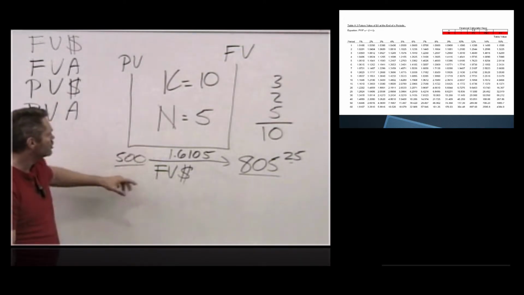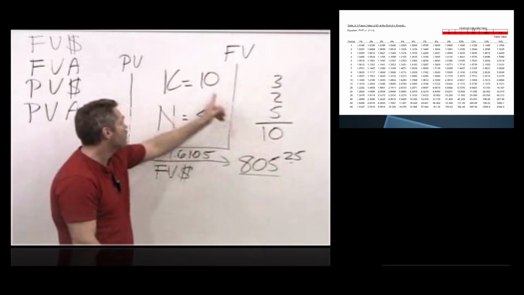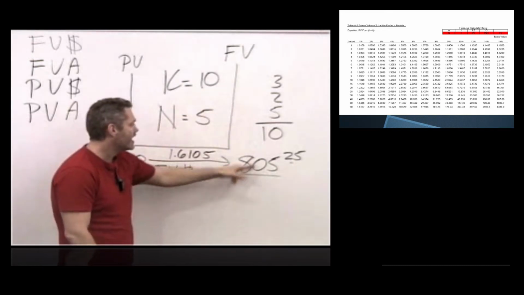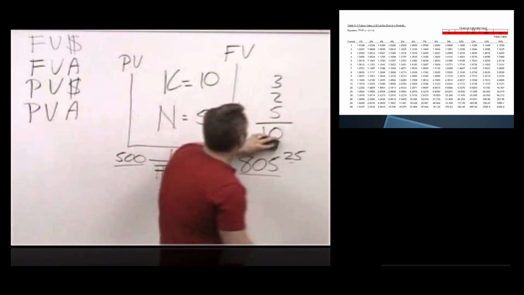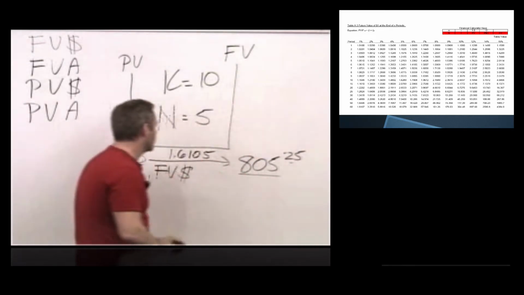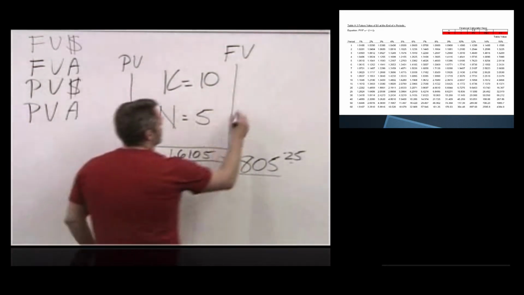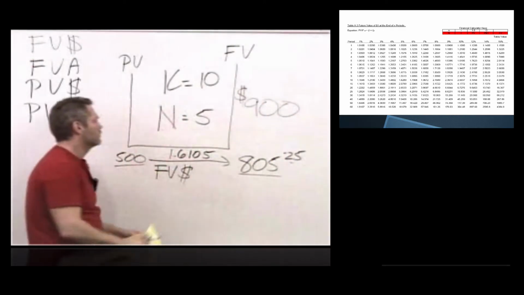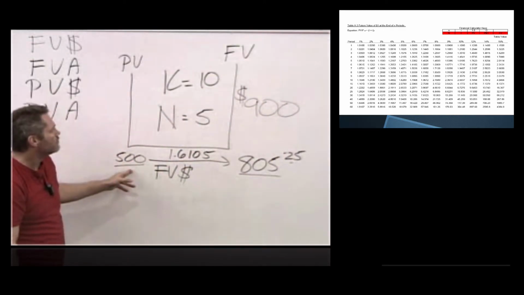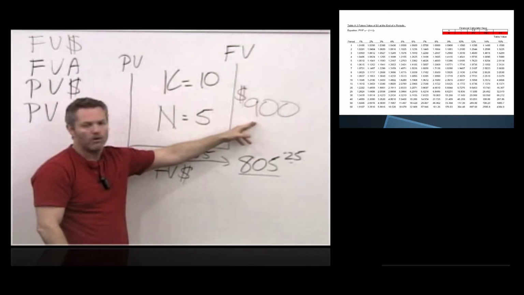Because financially, $500 today or $805.25 exposed to a 10% risk for 5 years, this financially is the same number. So if I told you you've got this investment you can get in for only $500 at a 10% risk, and it's going to pay you $900, we would go ahead and say, all right, I'll take the investment because it's worth more.